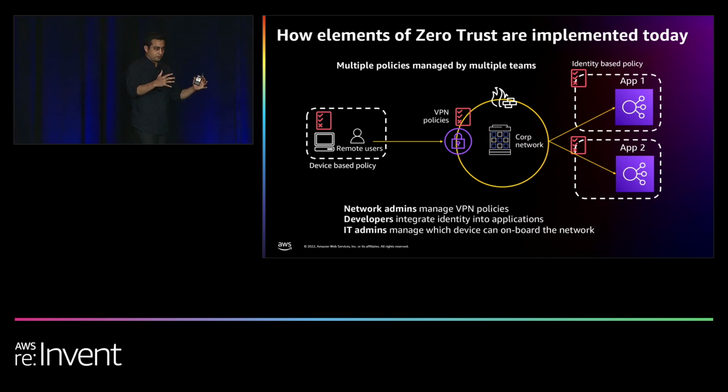Then there is a device policy. The IT team goes and defines how a device is compliant, and only the compliant devices can onboard to the network, right? So essentially there are at least 3 sets of policies managed by at least 3 different teams. And at the end of the day, if you want to change the policy or add a new application, it can take you days or even weeks, right?